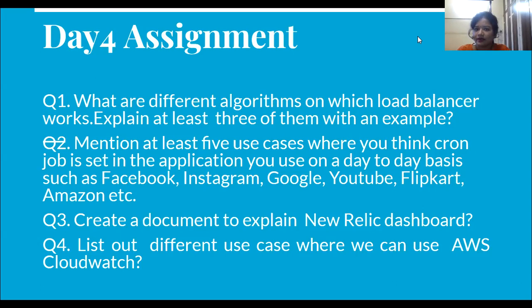Other things, like in Gmail you might have seen that we can schedule the mail for a particular time. Also, there is a restriction that the number of mails you can schedule is up to 100, but you can schedule the mail for a particular date. For that also cron job is used.